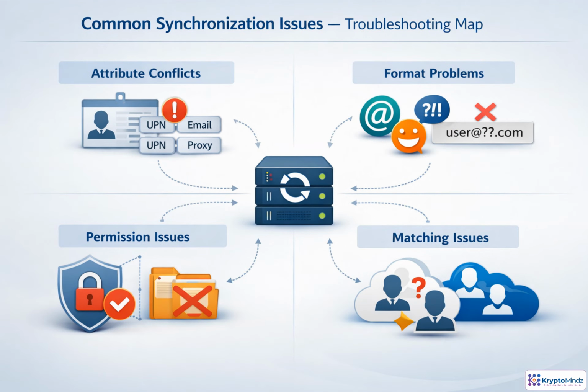When synchronization fails, avoid guessing. Classify the error first. Attribute conflicts usually mean two objects share a value that must be unique, such as UPN, mail, or proxy address. Format problems mean the value exists, but Entra ID cannot accept it. Permission issues point to the sync account, directory rights, or blocked attribute updates. Matching issues occur when cloud and on-premises identities do not join as expected. This gives you a practical triage path. Identify the category, then investigate the specific object and attribute.